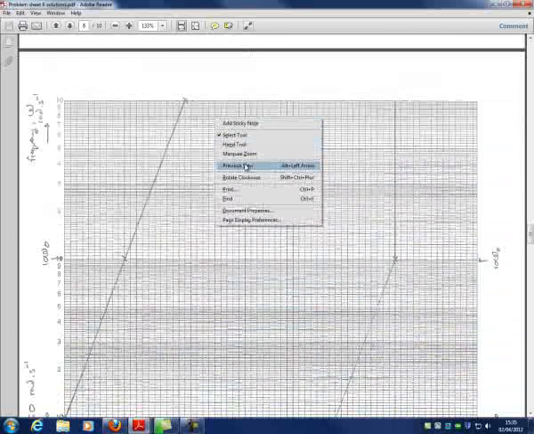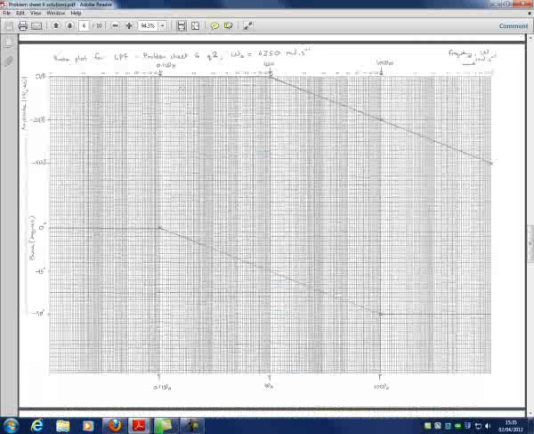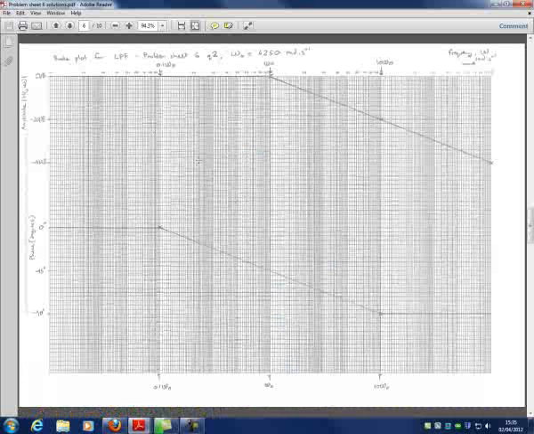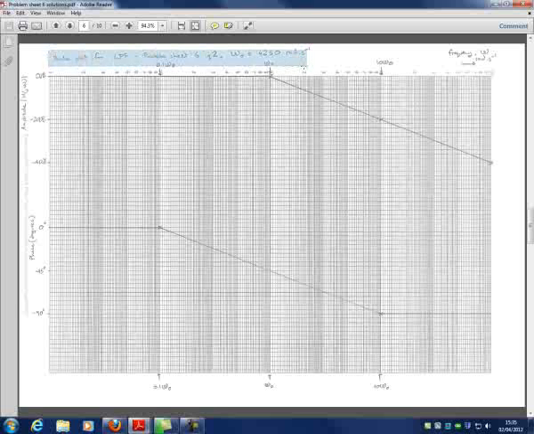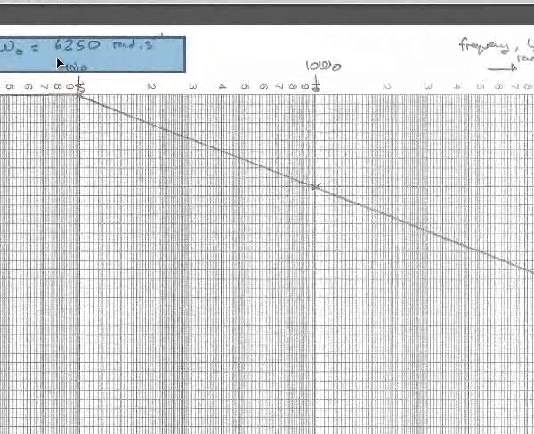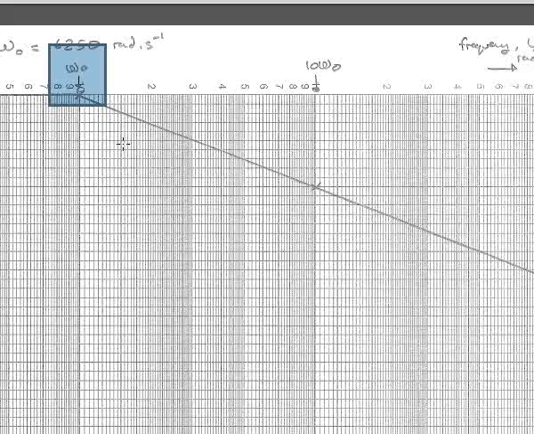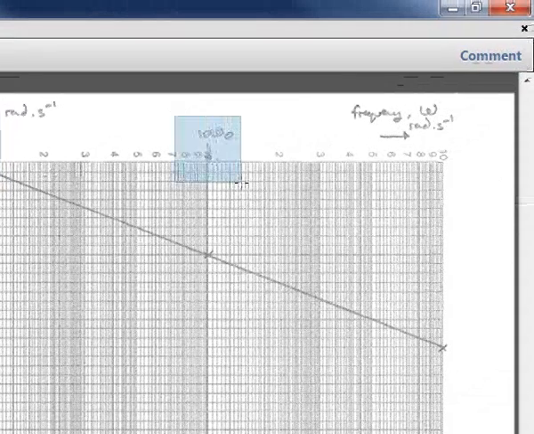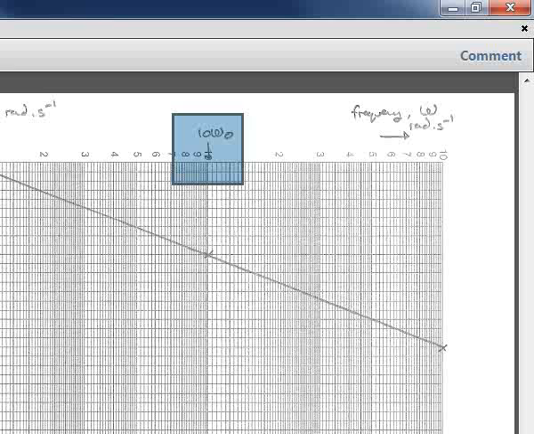Let's rotate. So what have I done? Well, I've started off by saying what I'm plotting. This is a Bode plot for a low-pass filter for problem sheet 6, question 2. And omega naught in this case is 6,250 radians per second. So I've plotted omega naught in approximately the centre of my graph paper. Then in the next decade I've marked 10 omega naught, and at the next decade down I've marked 0.1 omega naught. These are our important frequency points.